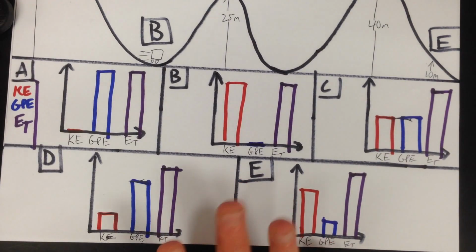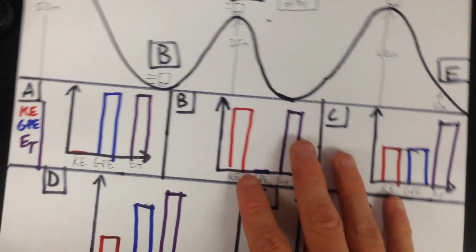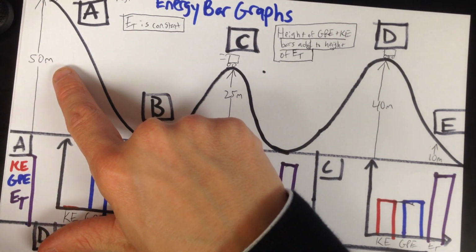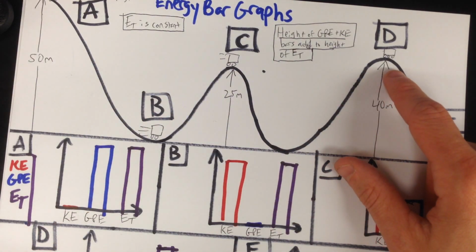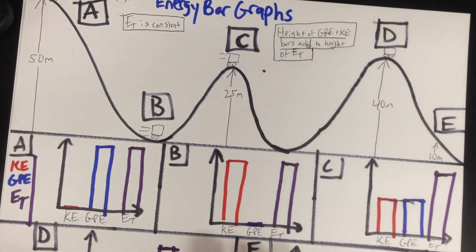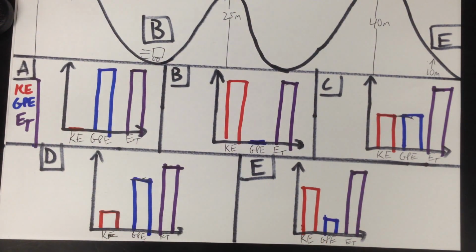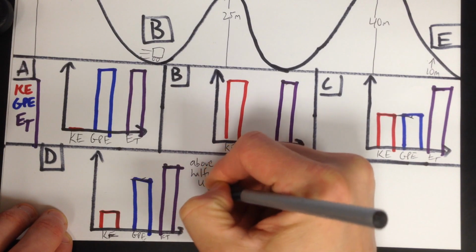Going on to letter D. Letter D is at a 40-meter height. That's pretty close to the top, which is 50 meters high. Because it's pretty close to its original height, it has a lot of GPE up here. At 25 meters it had some GPE, but at 40 it's going to have more GPE because it's above halfway up. So the GPE bar, if it's above halfway up, I can write that down: above halfway up.